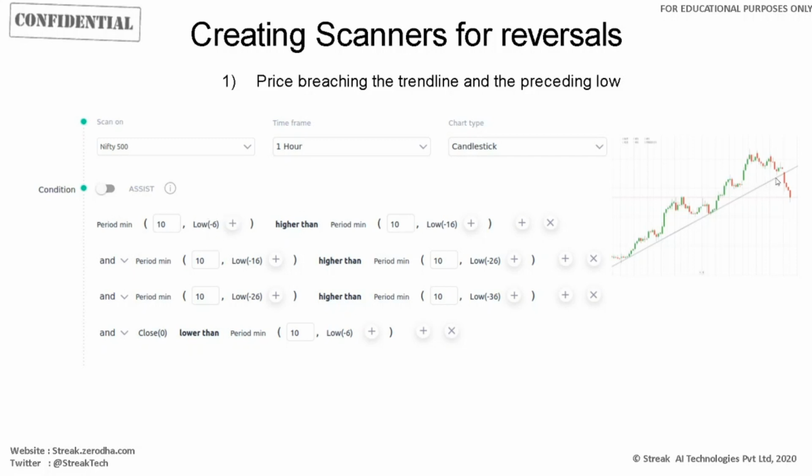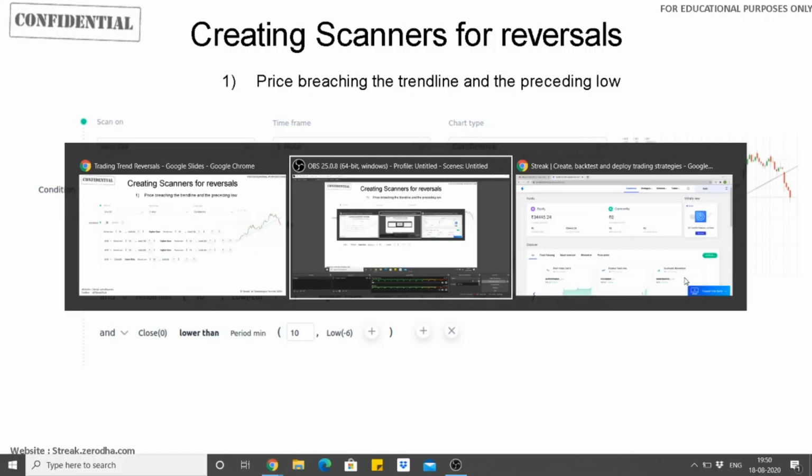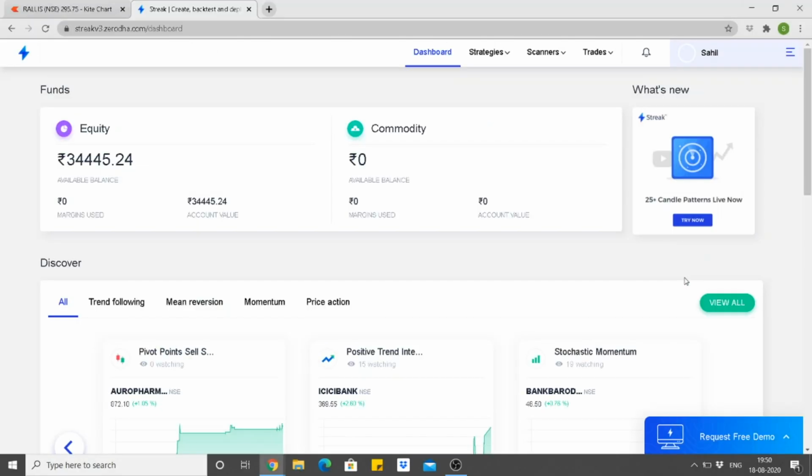We are taking the lowest low formed somewhere in this period and comparing it to the lowest low that was formed somewhere in this period, which is why you can see a larger offset of -16 in this particular period min function. So let's head right into Streak in order to create the scanner.